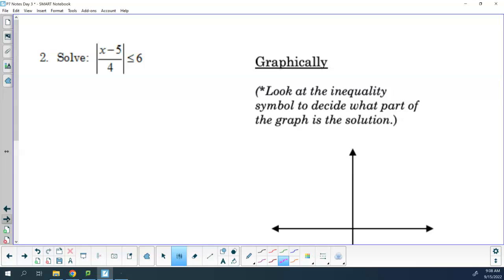This one is back a little bit. I think it's on page 4. Yep, it's at the top of page 4. Okay.